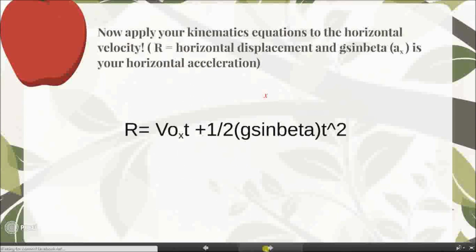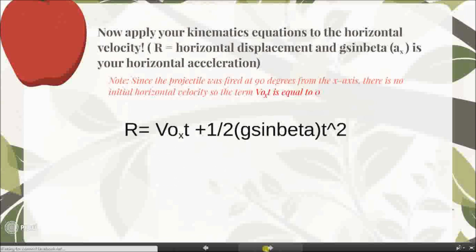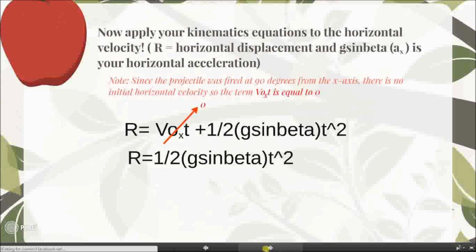Now apply your kinematics equation to horizontal velocity. R equals horizontal displacement, and g sine beta or ax is your horizontal acceleration. R equals v0x times time plus 1 over 2 g sine beta times time squared. Note that since the projectile was fired at 90 degrees from the x-axis, there is no initial horizontal velocity, so the term v0x times time is equal to 0. R equals 1 over 2 g sine beta times time squared. This is your first equation.